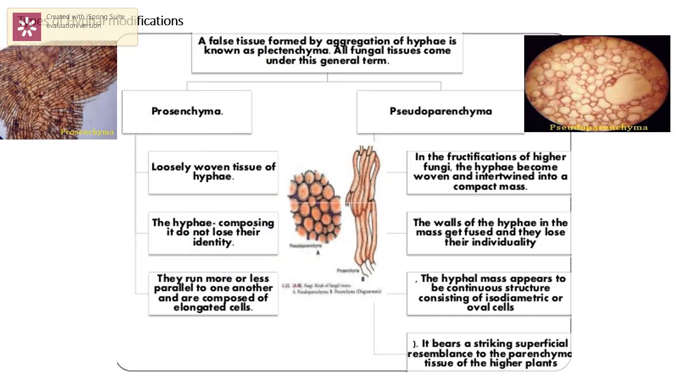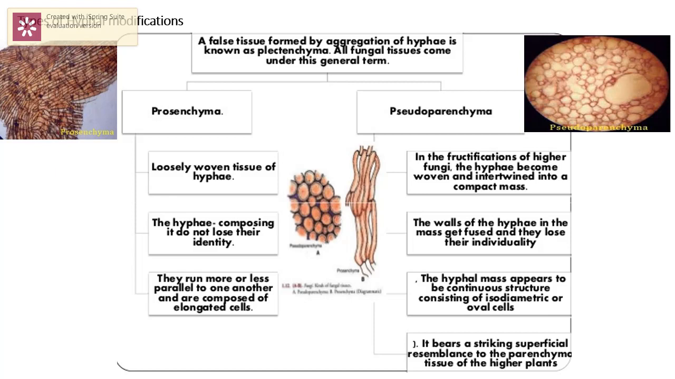Now we start the types of hyphal modification. Now how do the hyphae modify themselves to do different functions, to absorb nutrition, to transfer the nutrition, and to help as a barrier and help as a parasite. So hyphae do certain modifications. It is also known as hyphal modification. It is also known as mycelial modification because both are the same thing.